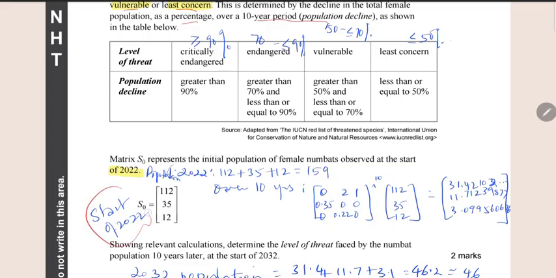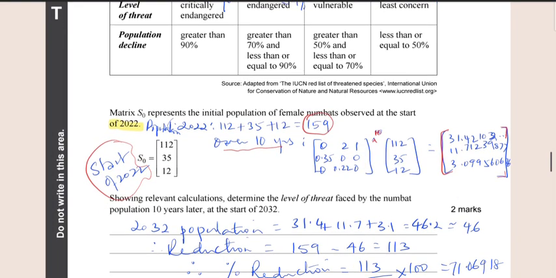So we know that this is at the start of 2022. If we calculate over a 10-year period, okay, 2032 population, we can just consider it like a normal transition matrix where we can raise it to the power of 10 and multiply by the initial state matrix, and that will give you this matrix. Now, because we're talking about a decline, we have to know what the initial total population was: 159. And the new population at the end of 2032 works out to be 46.